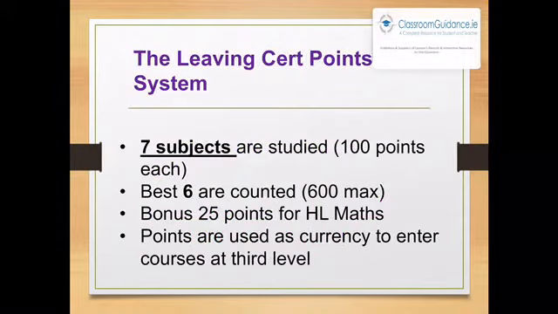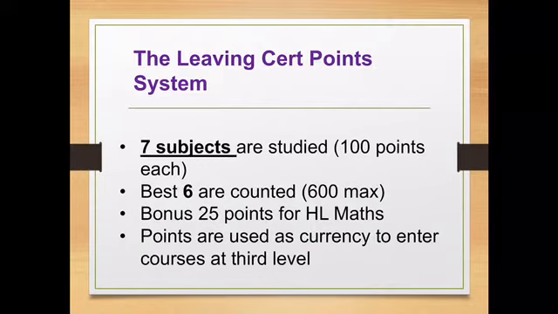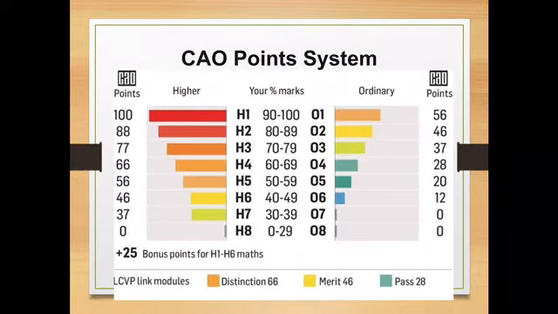I'm just going to look at how the Leaving Cert point system works. Most students will study 7 subjects and the maximum amount of points awarded are 100 points. From that, the best 6 are counted to a maximum of 600 points and there's 25 bonus points for maths. So basically how this is worked is here.